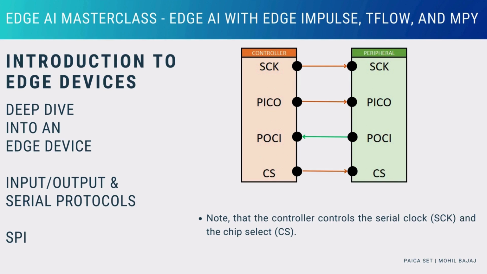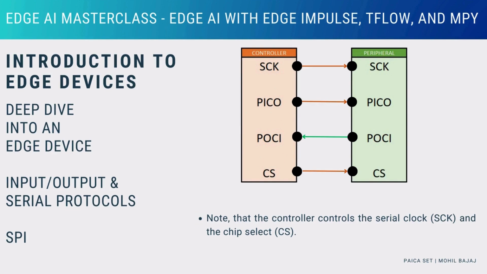Lastly, the CS, or Chip Select line, is a line used by the controller to let a specific peripheral device know that the data will be sent to it. Finally, remember that the controller controls the clock and the Chip Select line, whether the data transfer happens on the PICO or the POCI line.